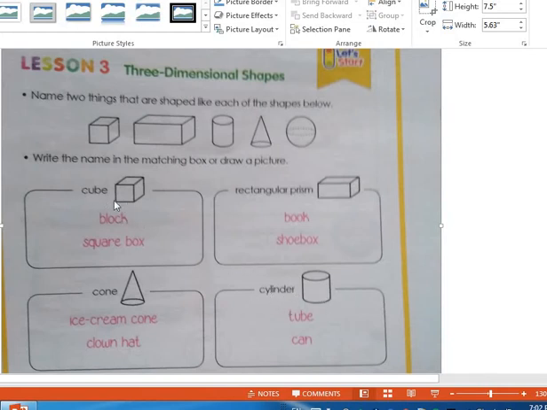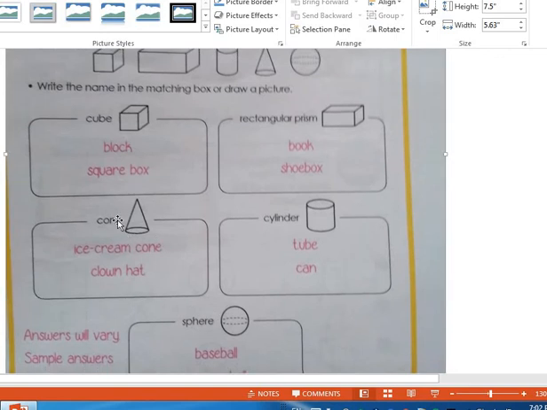So I have here the cube. Write the name in the matching box or draw a picture. It's like the block. Examples of the cube: block, box. Examples for the rectangular prism: book, shoe box. Cone. Examples for the cone: ice cream, as I told you, ice cream cone. Clown hat.